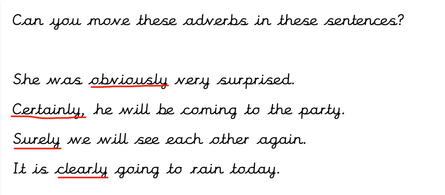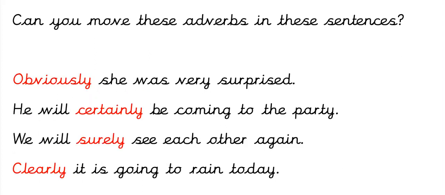So now let's have a look at how we could move them in the sentence. So the first one, we could start with obviously. So obviously she was very surprised. We could then embed certainly within our sentence. So he will certainly be coming to the party. We could do the same with surely. We will surely see each other again. And then clearly we could move to the beginning of our sentence. So clearly it is going to rain today. Well done if you got those correct.